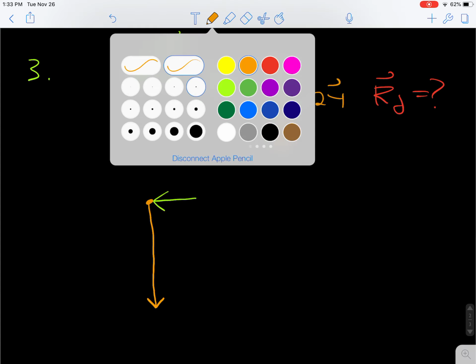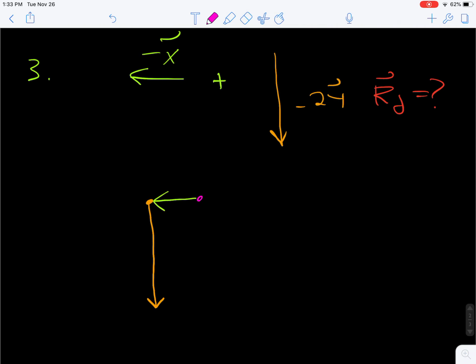And now the resultant vector is going to have the same tail as the first vector and the same tip as the last vector. And it's going to point in this direction. And so this vector here is going to be vector RD. And that should equal minus x minus 2y.